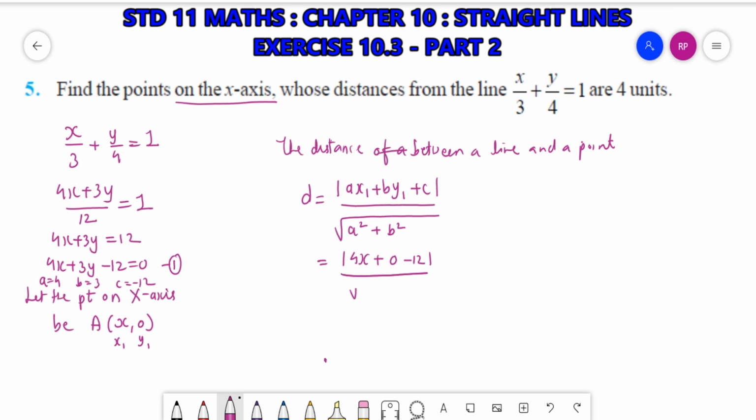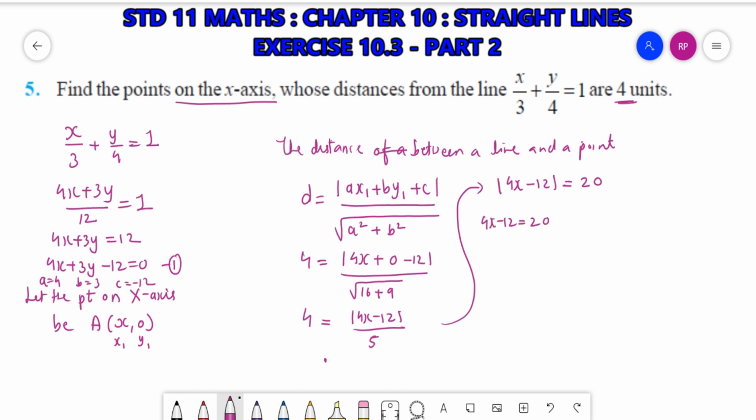Under root of a square, that is 4 square, 16, plus b square, that is 3 square, that is 9. This distance is given to be 4 units. So 4 equal to modulus of (4x - 12) upon root 16 plus 9, that is root 25, so that is 5. I can write it down: modulus of (4x - 12) is equal to 4 fives are 20. So when I remove modulus, 4x - 12 = 20, or 4x - 12 = -20.